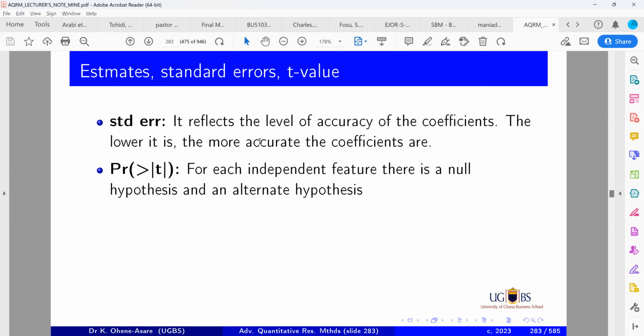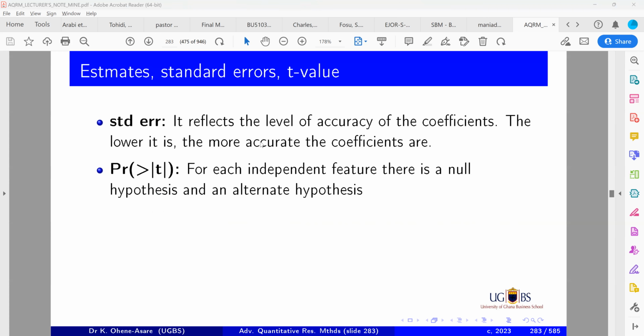Some of the results you'll be getting include standard error. That will tell you the level of accuracy of the coefficient. If the standard error is lower, it means that the coefficients are going to be much, much more accurate. Remember that the estimate divided by the standard error will give you the t-value.